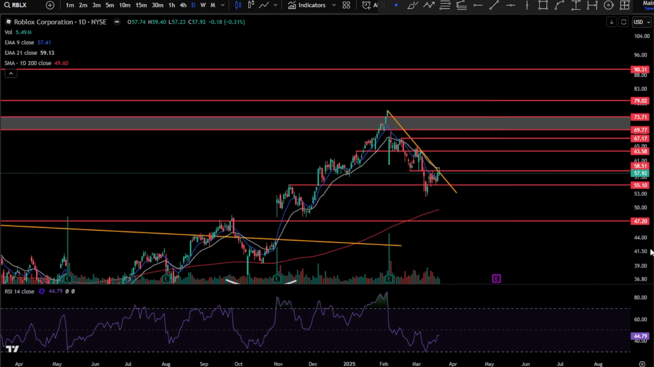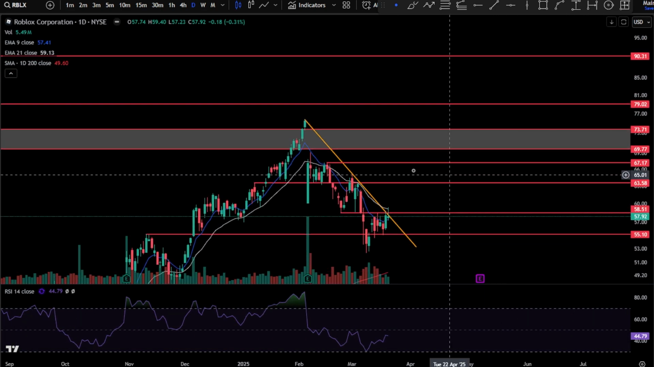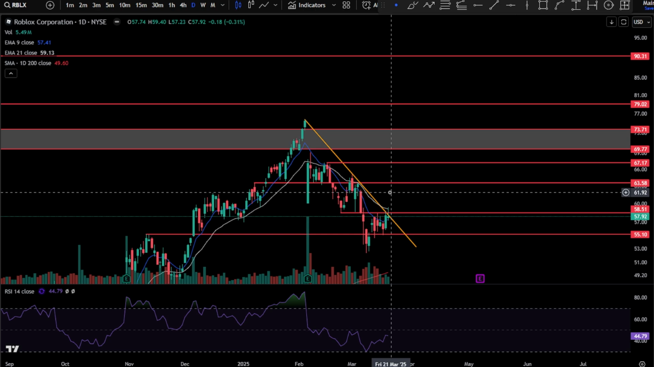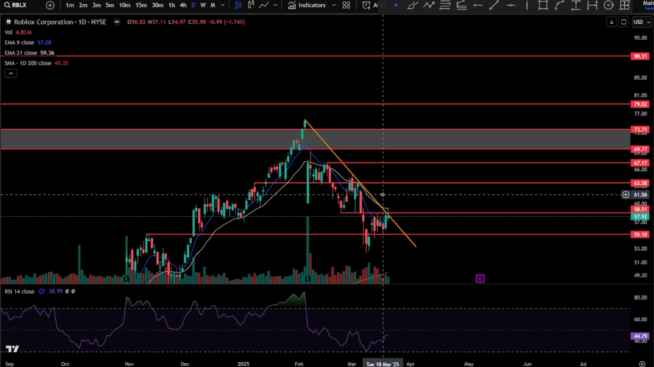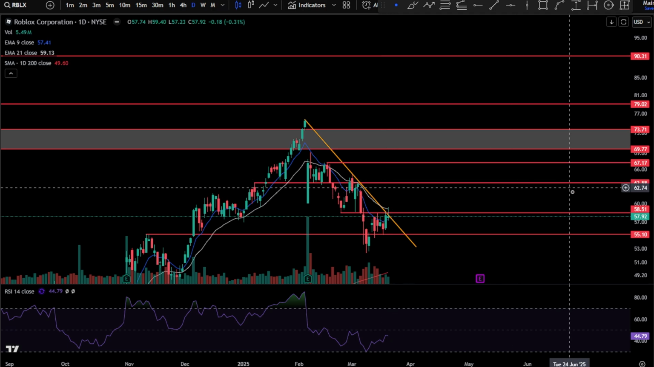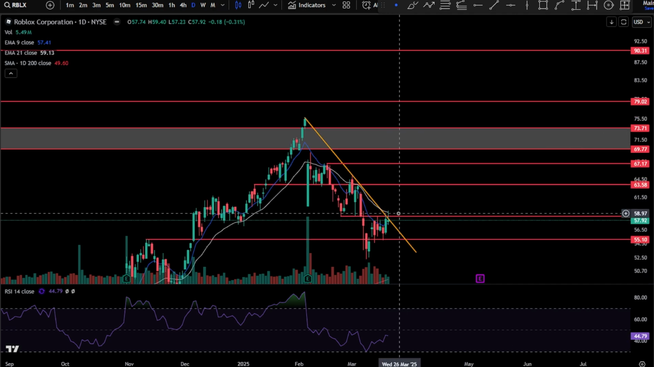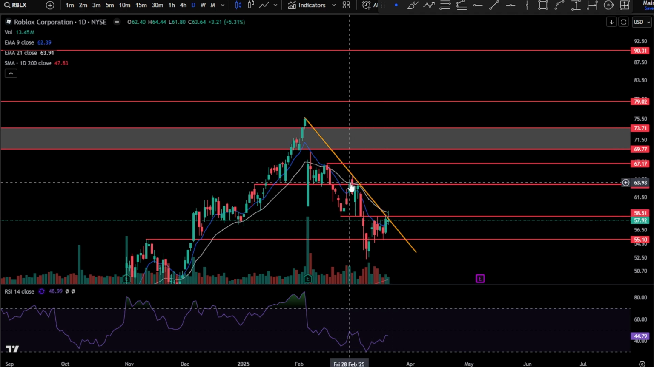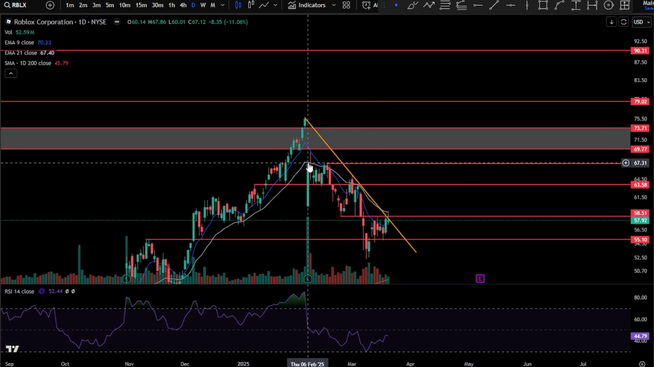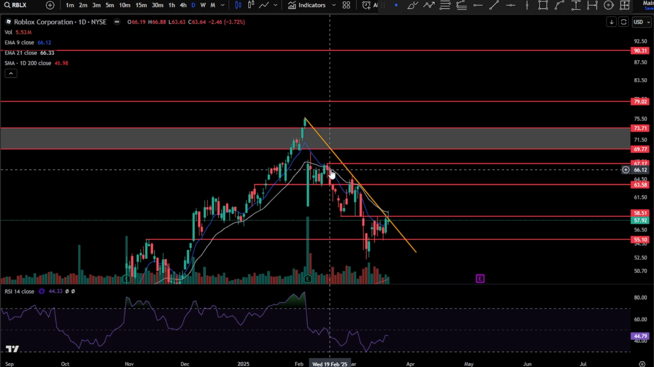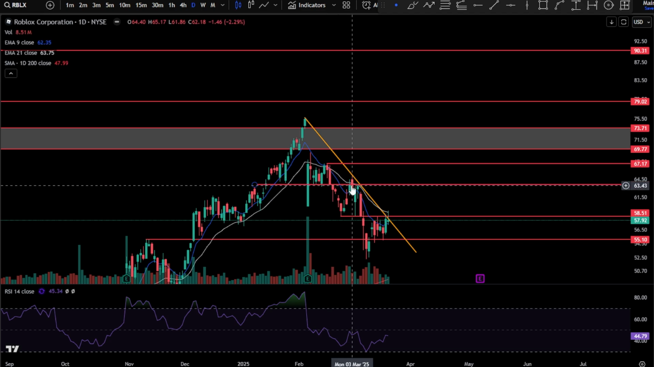I'll just point out some setups: if the market wants to do its thing and QQQ wants to pop above 485, these are probably going to take a move. Above 58.51, get the daily close above there, you're going to be getting above this 21. You got rejection, three candles in a row.